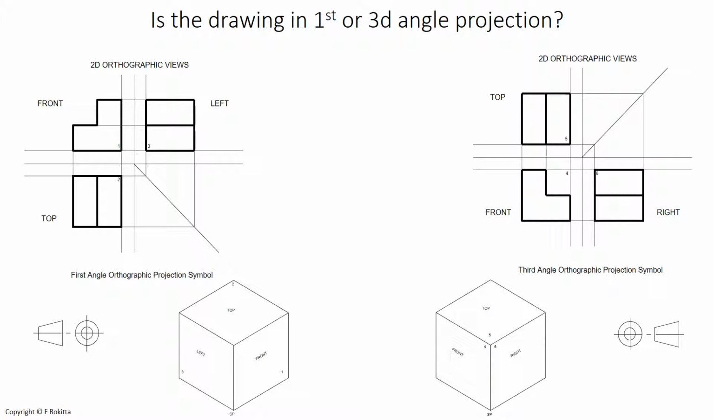Is the drawing that I'm looking at in first or third angle projection? On our left-hand side, we see the first angle orthographic projection symbol. And we saw the schematic of the 2D orthographic views, as well as the 3D cube for an isometric drawing. On the right-hand side, we see the third angle orthographic projection symbol, along with the 2D schematic view of our orthographic views and a 3D isometric cube.